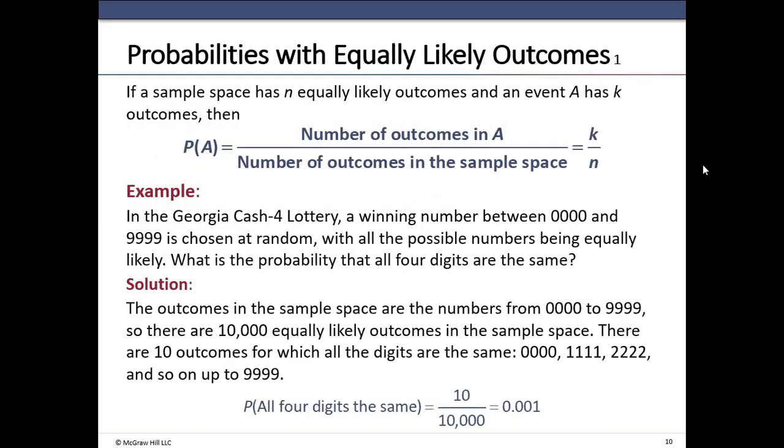If a sample space has n equally likely outcomes and event A has k outcomes, then probability of A is the number of outcomes in A divided by the total number of outcomes in the sample space, which is k over n.